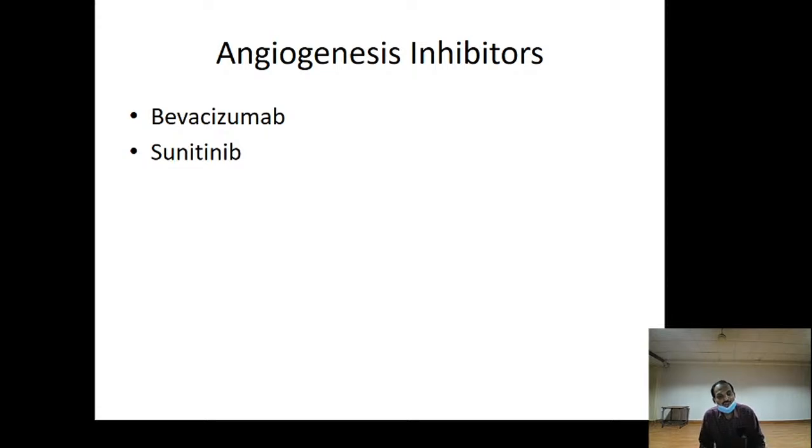So bevacizumab is used in the treatment of metastatic colorectal carcinoma. One of the important uses of bevacizumab is metastatic colorectal carcinoma. Bevacizumab is now also increasingly used in proliferative diabetic retinopathy, where there is increased formation of blood vessels on the surface of the retina, and these blood vessels are so friable, so weak, and so overloaded with blood that in diabetic retinopathy, when those abnormal blood vessels bleed, they lead to loss of vision.